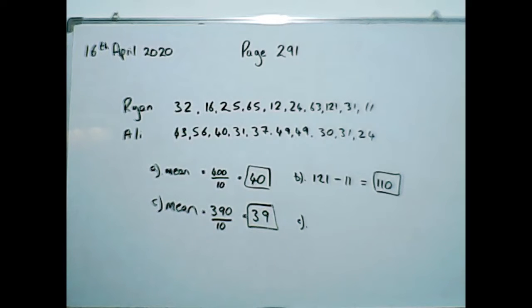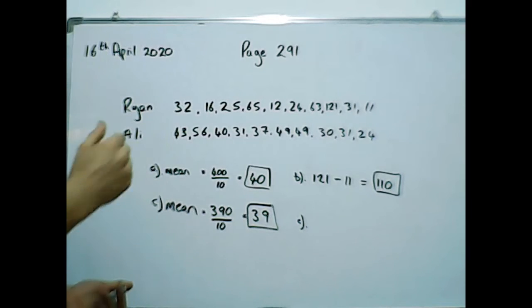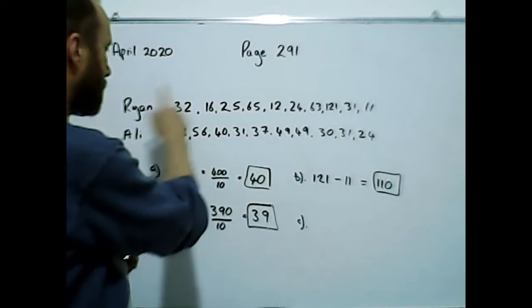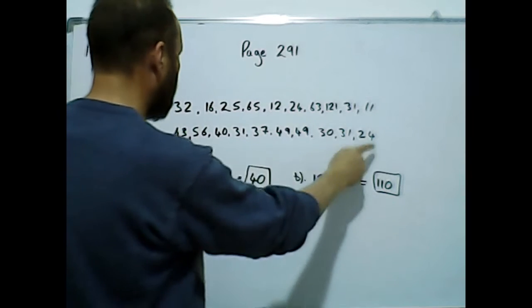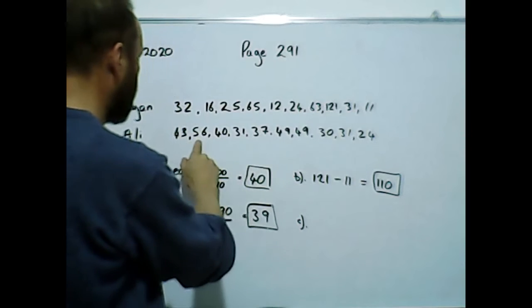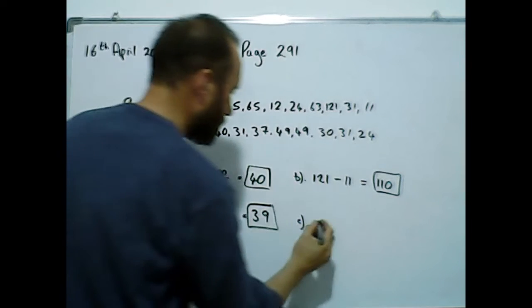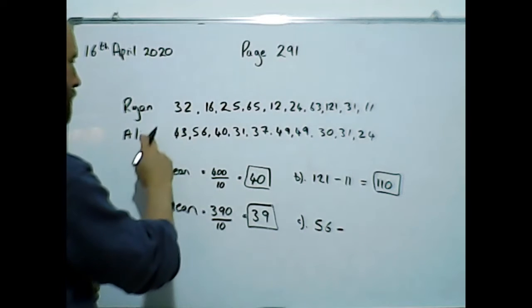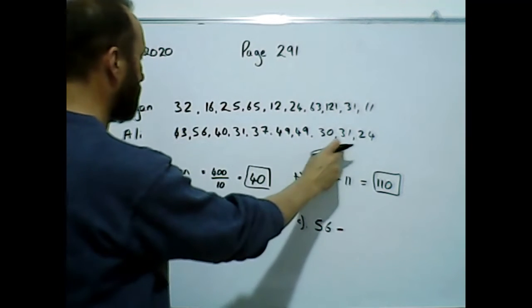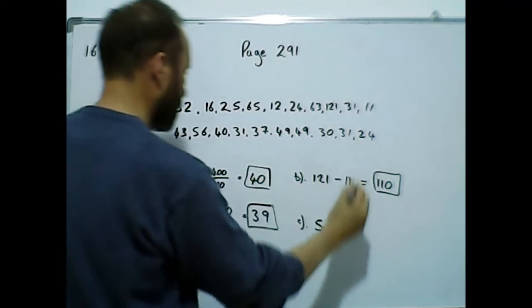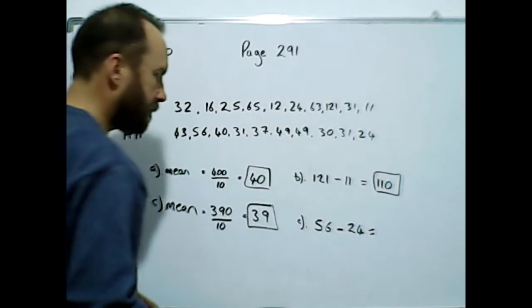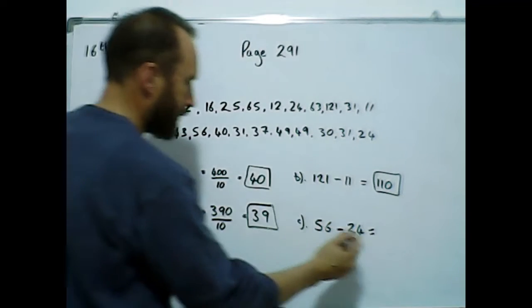Work out the range. The range is the difference between the biggest number and the smallest number. So the biggest number I've got here is 56, okay? So I've got 56 minus, what's my smallest number? 24. So my range here is 32.